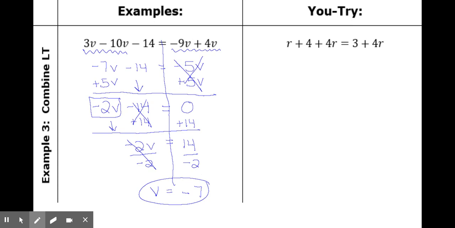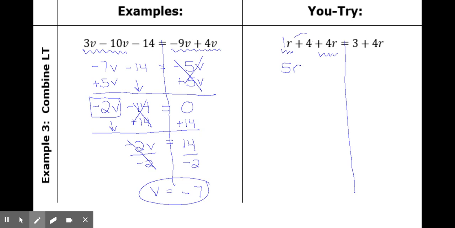Okay, time for a U-try problem. So let's take a look at problem number 4. The left-hand side has a lot of terms. Can I simplify the left-hand side? Yes, I see a term that has an r and a term that has a positive 4r. Remember, the term with just the r has an invisible 1 in front of it. So 1r plus 4r just makes 5r.